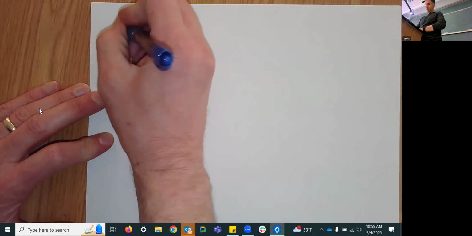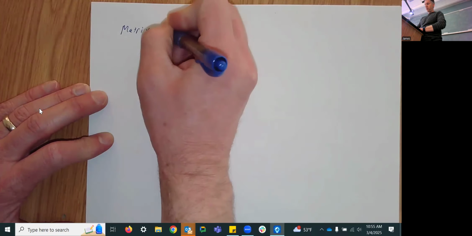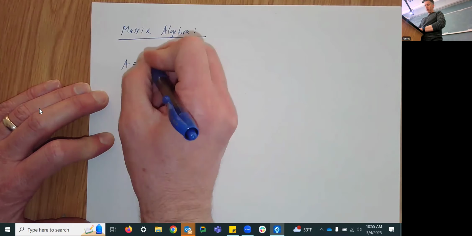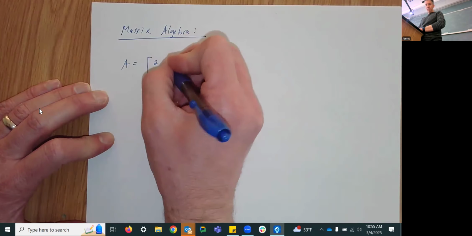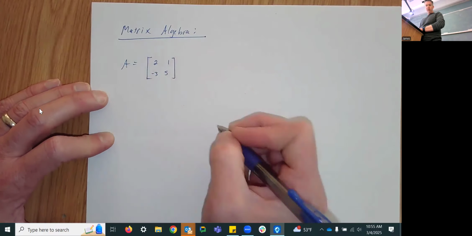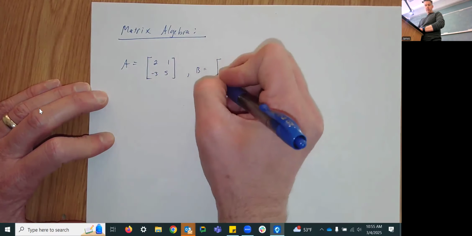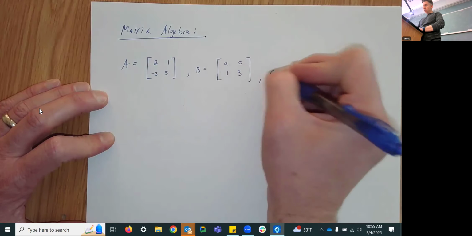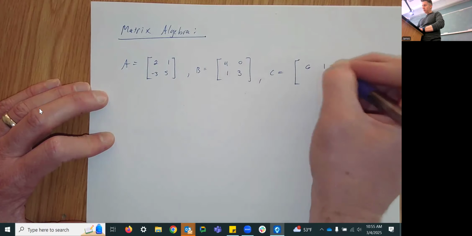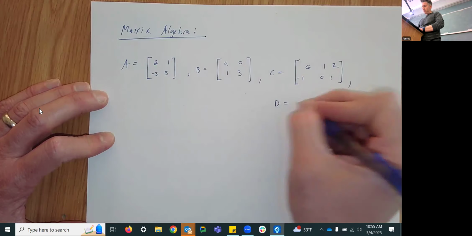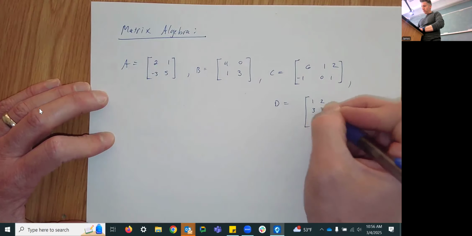So let's talk about some matrices. Matrix algebra. Let's start with the following. We've got a couple matrices here. A is a 2x2 matrix with entries 2, 1, -3, 5. B is the 2x2 matrix 4, 0, 1, 3. And C is the 2x3 matrix 6, 1, 2, -1, 0, 1. And D is the 3x2 matrix 1, 2, 3, 4, 5, 6.